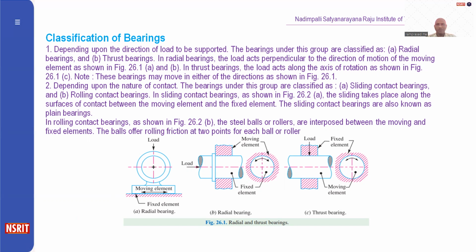Okay. Next, second one is depending upon the nature of contact. The bearings under this group are classified into sliding contact bearing, and rolling contact bearing. In sliding contact bearing, the sliding takes place along the surface of contact between the moving element and the fixed element. The sliding contact bearings are also known as plain bearings. In rolling contact bearing, steel balls or rollers are interposed between the moving and fixed elements. The balls offer rolling friction at 2 points for each ball or roller.